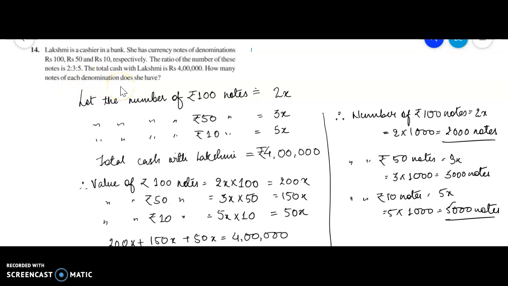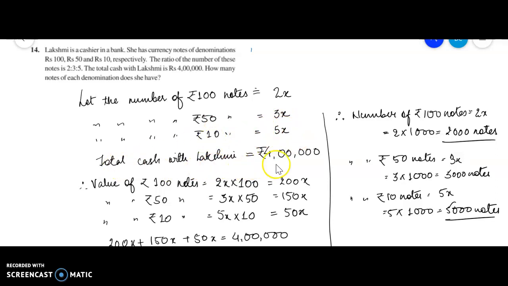The question asks: if she has rupees 100 notes, how many 100 notes does she have? For 50, how many rupees 50 notes? And similarly for 10 rupees notes. So we can assume that the number of rupees 100 notes is 2x, for 50 it is 3x, and for 10 it is 5x, because the ratio is given in that respective manner. So 2x is the number of rupees 100 notes, 3x is the number of rupees 50 notes, and 5x is the number of rupees 10 notes.